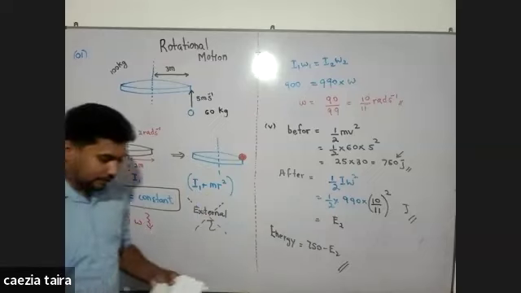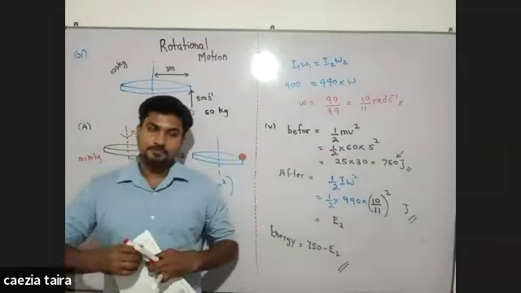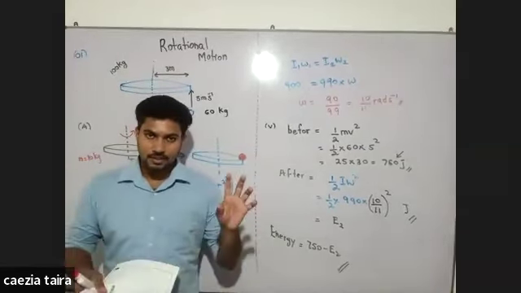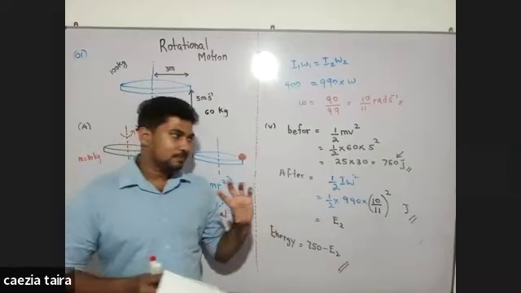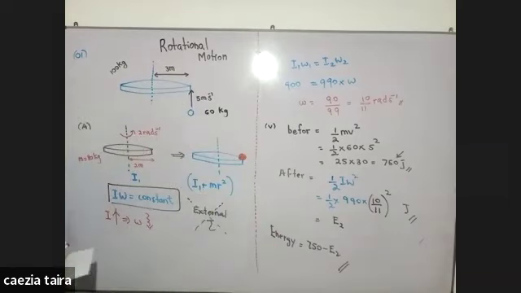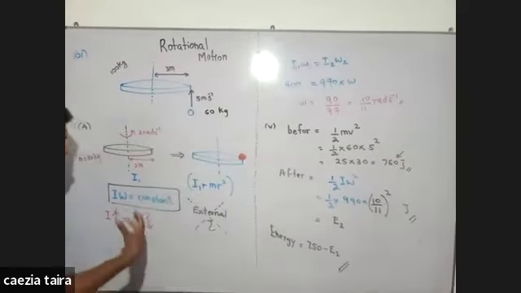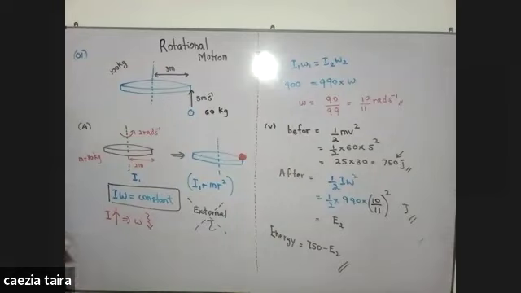You have to obtain these things logically, by applying the theory that you learned in the class. Then it says calculate the new angular velocity of the platform.